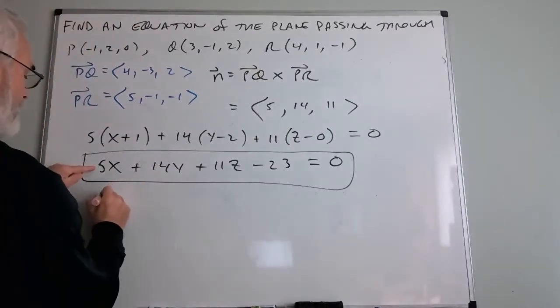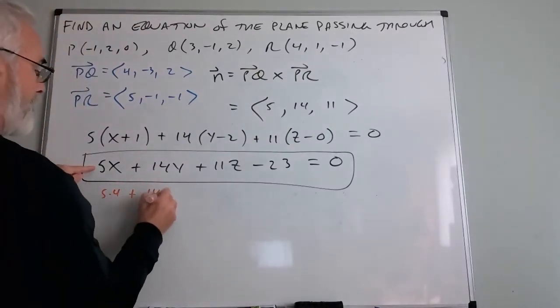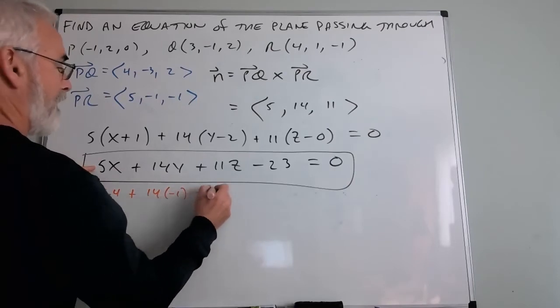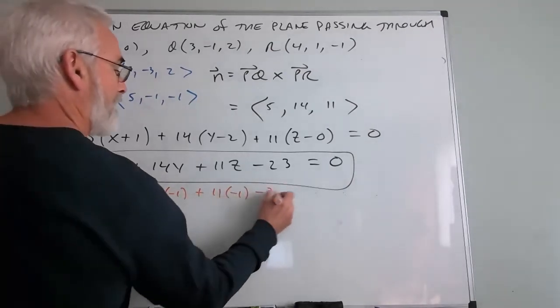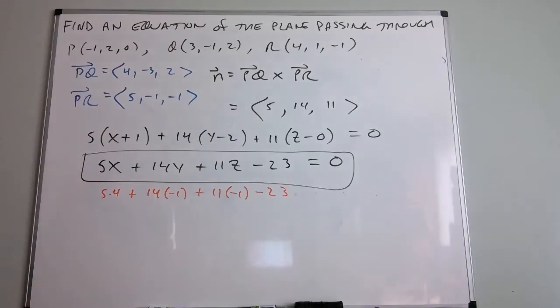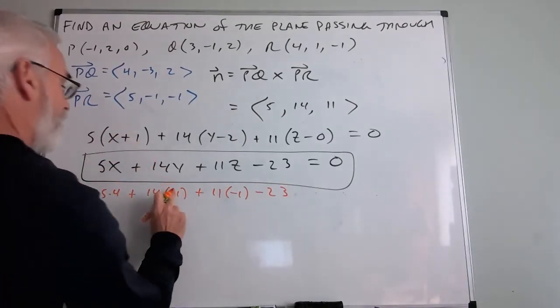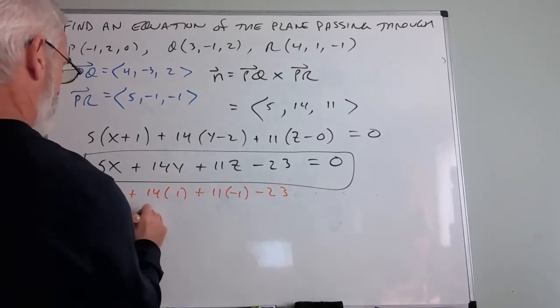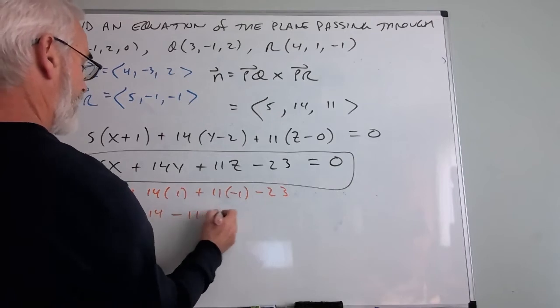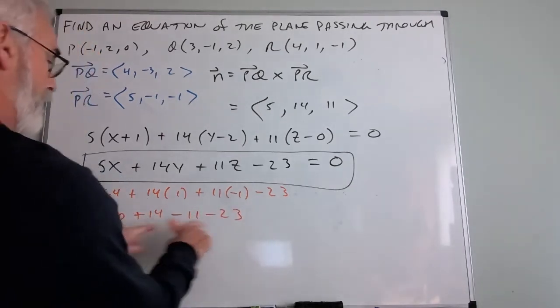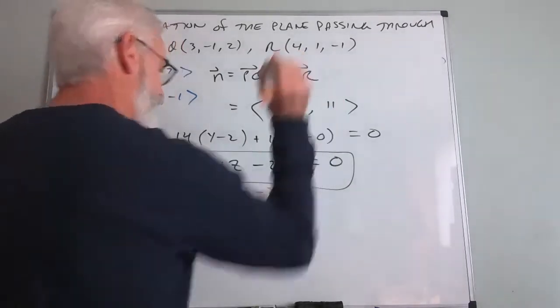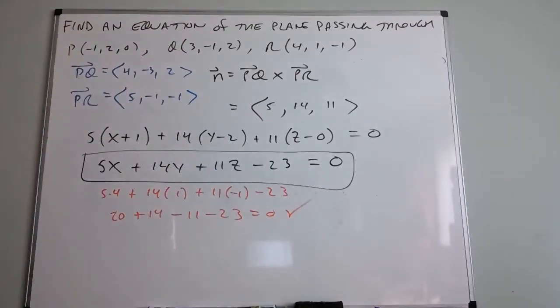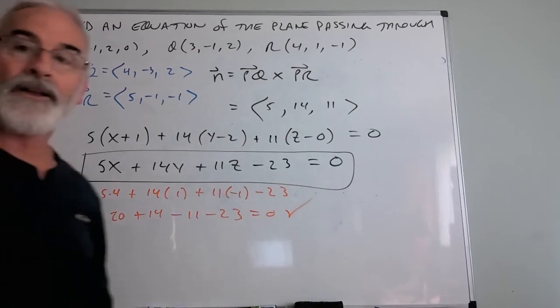So 5 times 4 plus 14 times -1 plus 11 times -1 minus 23. Okay. Did I write that correctly? Oh, sorry, 14 times 1. So 5 times 4 is 20 plus 14 minus 11 minus 23. So 34 minus 34 equals 0. Okay. Always do a check because checks are so easy to do.